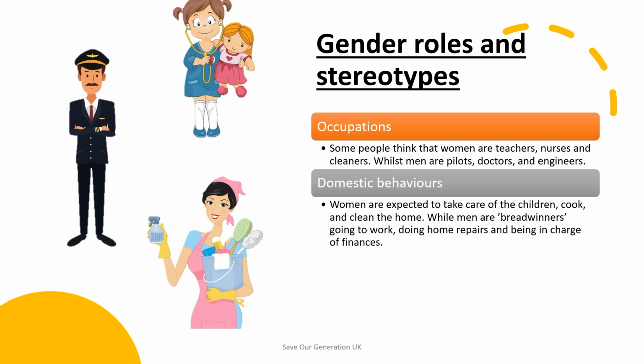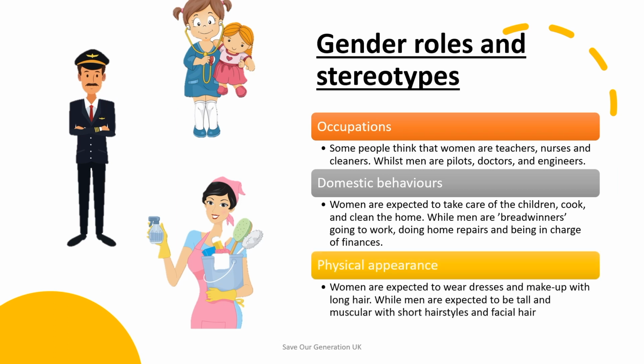Women are told that they should cook, clean, and look after the children and the house, whereas men are taught to bring home money, constantly work, fix things that are broken in the house, and not do any cooking or cleaning. Women are also told that they should wear dresses, makeup, and have really long hair, whilst men are told they have to be really strong and muscly with short hairstyles and a beard or a mustache.